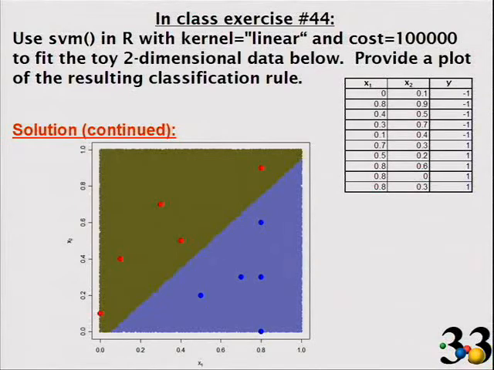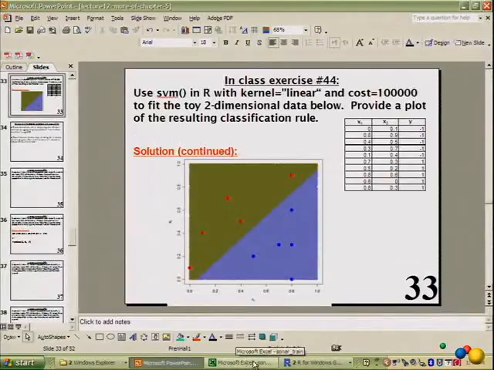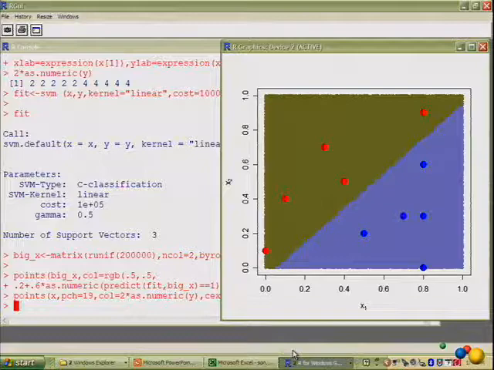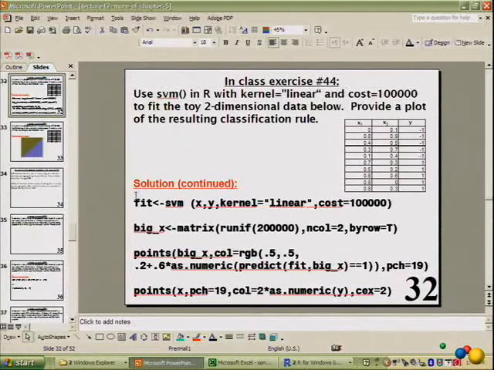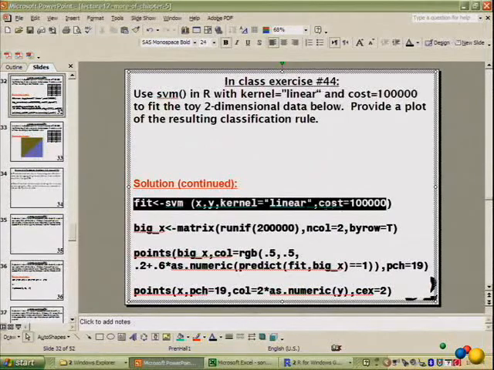Question? What do you get with the small cost? You don't, okay, so it's interesting. With a small cost, it goes pretty close to one of those points. So the question is, what do you get with a small cost? So let's see. So I'll just do the cost of 1, the default, and show you.